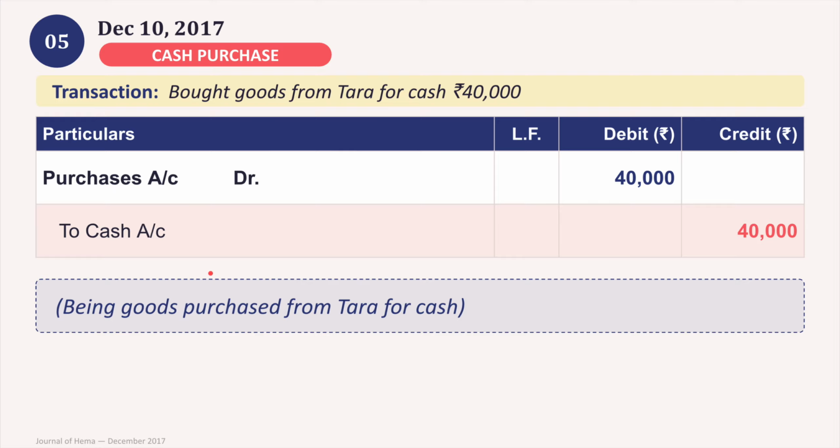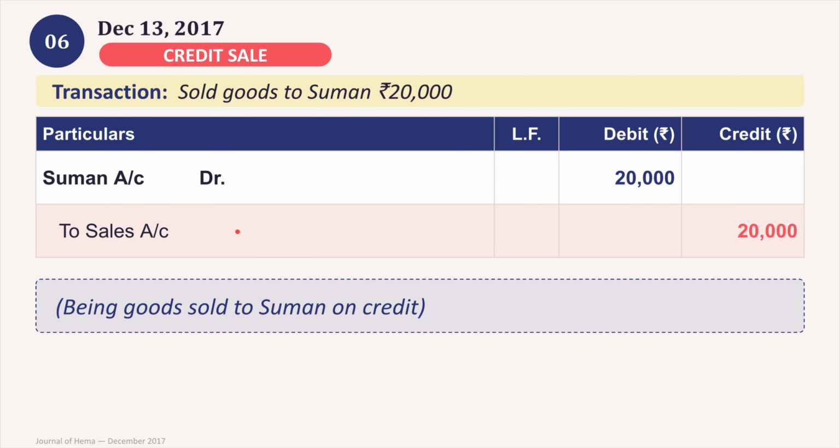40,000. So goods are coming in, cash is going out: debit what comes in, credit what goes out, or you can say increase in asset we will debit, decrease in asset we will credit. So being goods purchased from Tara for cash. Next, December 13, goods sold to Suman 20,000. So here the name is mentioned, goods sold to Suman, it is a credit sale.